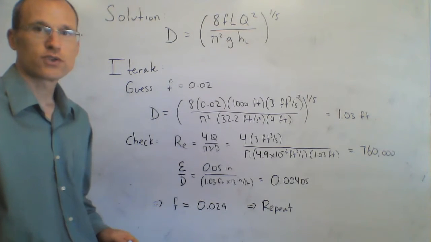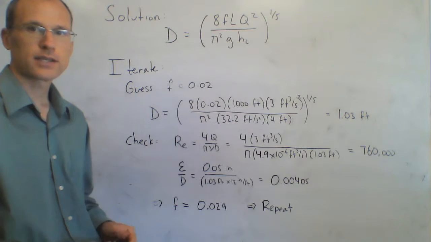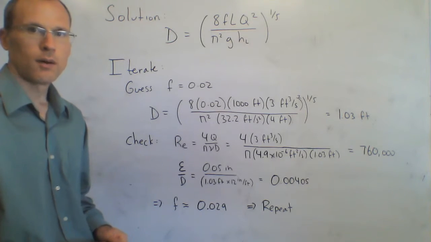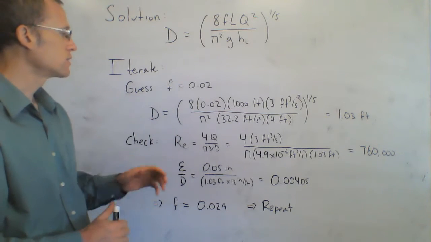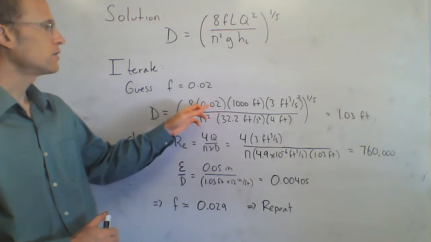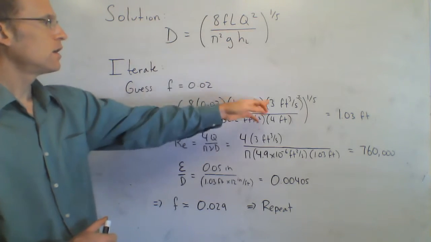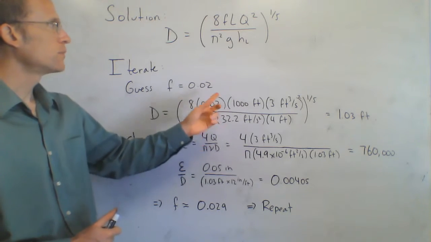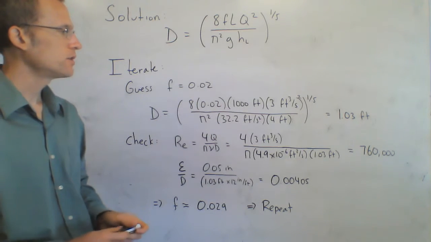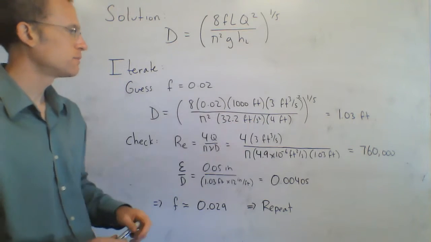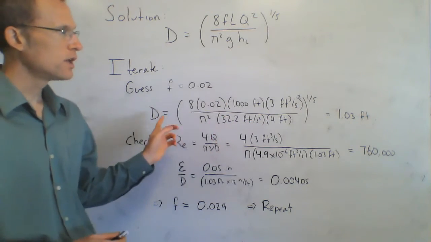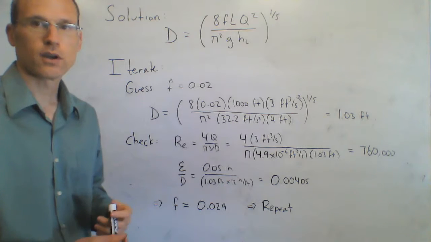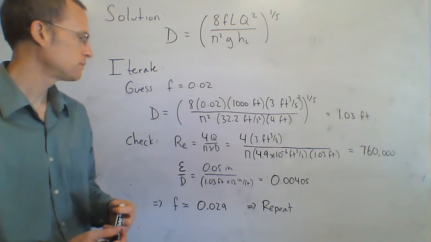So standard iteration procedure, guess the value of f. Going to guess 0.02. I'll plug that into my expression for D. So 8 times 0.02, length of 1,000 feet, Q, 3 feet cubed per second, square that, pi squared on the bottom, 32.2 for g, and then my head loss of 4 feet. All to the 1/5 power gives me a first guess of the diameter of 1.03 feet.